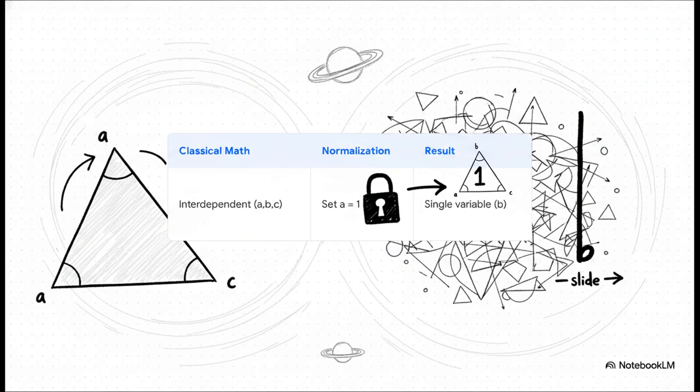Well, the answer lies in an incredibly elegant mathematical trick called normalization. In classical math, you're constantly trying to balance independent variables like the A, B, and C sides of a right triangle. But through base scale geometry, we can take what we call the transverse constant, which is effectively the baseline foundation of our space, and set it exactly to 1. By locking in this foundational constant, so A equals 1, we reduce this entire chaotic geometric mess down to a single independent slider, the variable B. For parametric architecture, this is an absolute game changer.